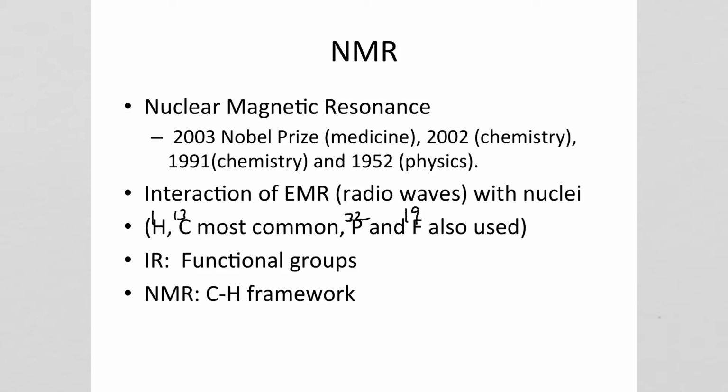It's a little different from IR. IR is infrared radiation. It's a little bit higher energy. It's also, IR is a technique that can tell us what kind of functional groups we have in a molecule, whereas the 2 kinds of NMR we're going to look at can tell us about the carbon-hydrogen framework of a molecule, and you can imagine that's really important in organic chemistry.